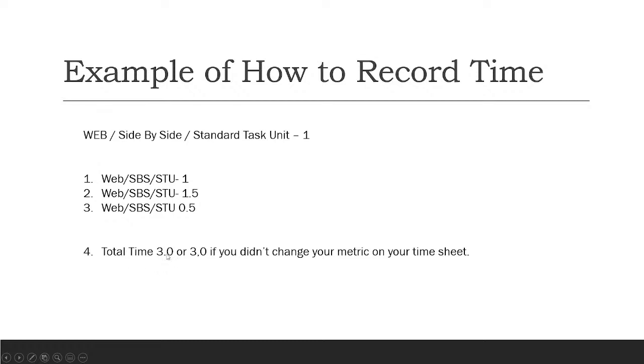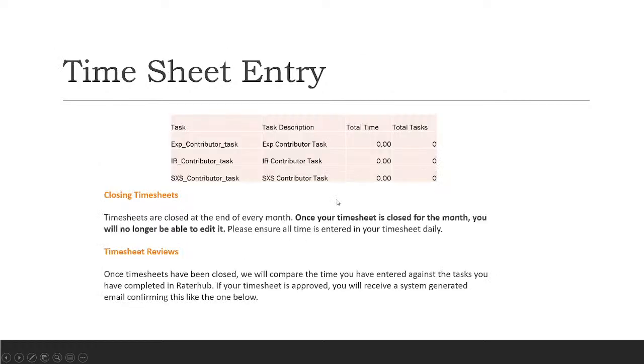So make sure, like I said, if you're having an error when you're first starting and you can't get that time to submit, more than likely you didn't change the metric on your timesheet. So instead of 3.0, you'll put 3 comma 0 and it'll give you the same results, okay? And here's an example because I cannot show any screenshots. So I created what it'll look like.